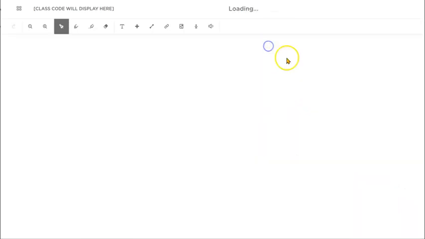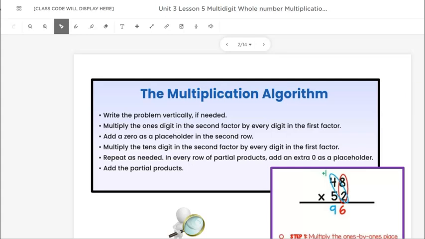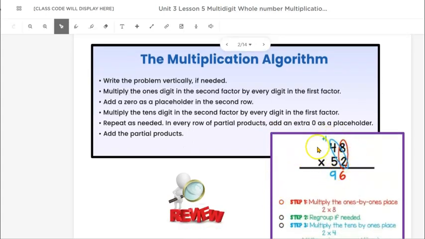Okay, let's go to page 2. This page shows you the steps you will need to do for the standard algorithm for multiplication. That's what we call it, the standard multiplication algorithm, which just means a step-by-step process. So we're going to write the problem vertically. Notice down here in this purple box, they have written down 48 times 52.